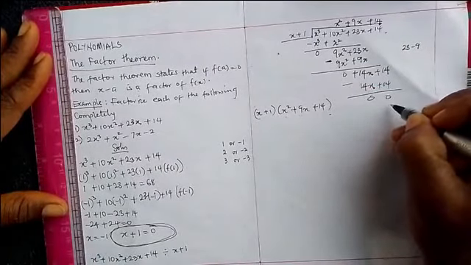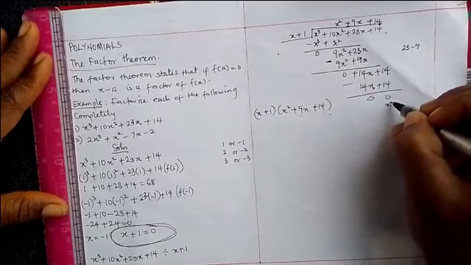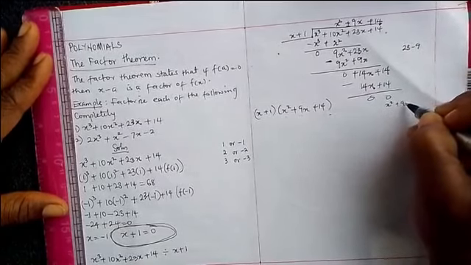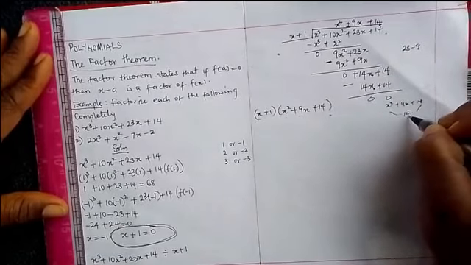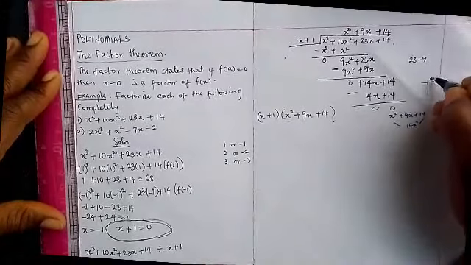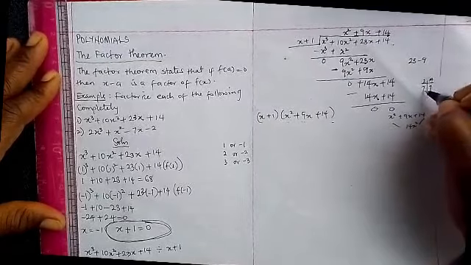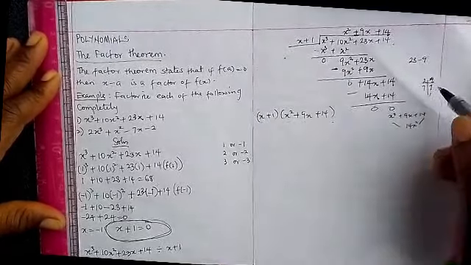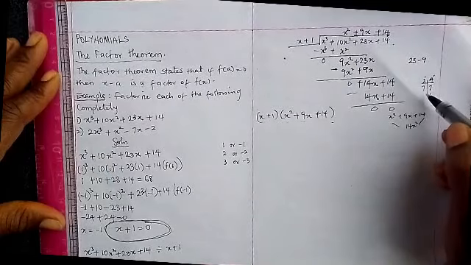Factorize this: we have x squared plus 9x plus 14. Factorizing it, we look for factors of 14. 2 can divide 14 7 times, and 7 can divide 7 1 times. So 2 times 7 is 14, and 2 plus 7 is 9.